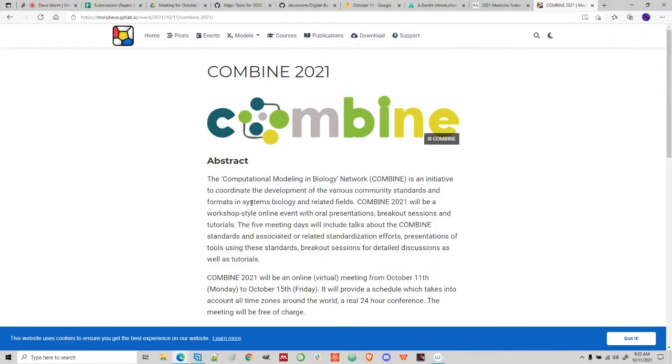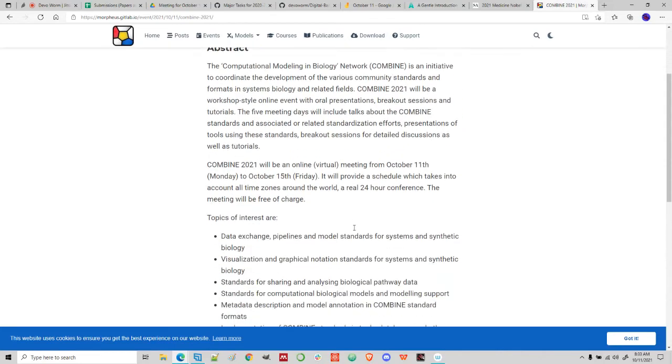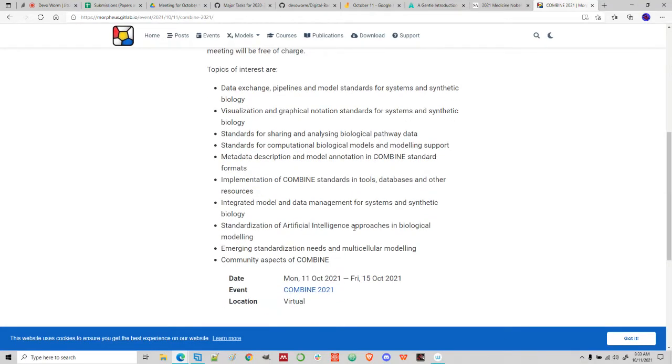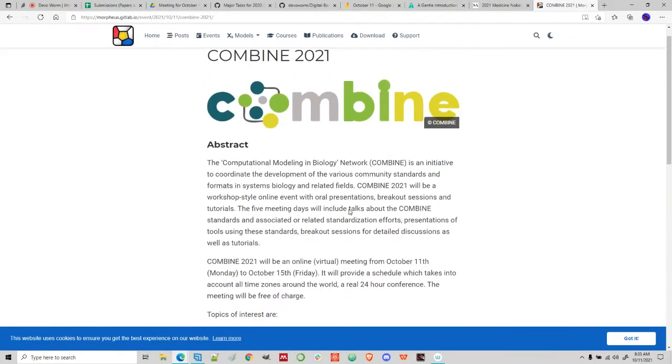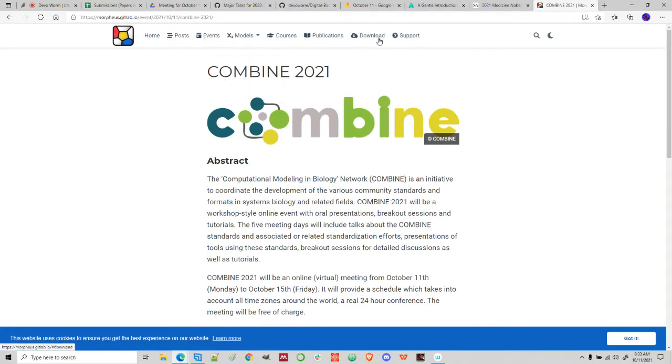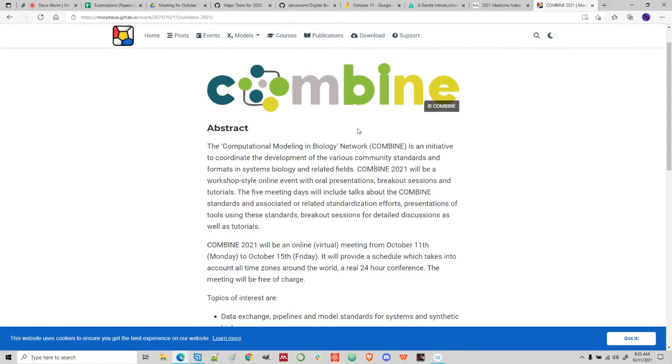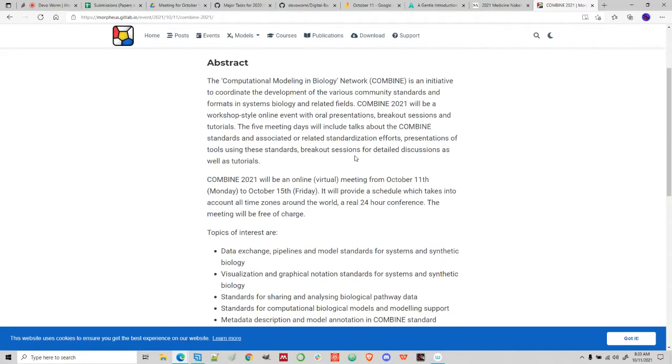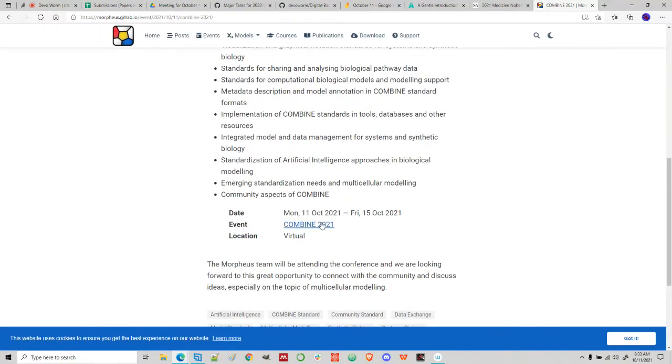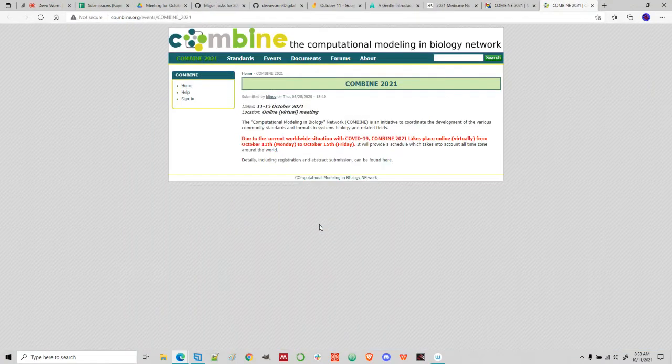This is focused around systems biology, coordinating various community standards and formats. So this is all on Zoom. And the reason I bring it up is because Stephen Larson from OpenWorm will be talking about 10 years of OpenWorm. Let me see if I can find the agenda here. He's going to be talking about 10 years of OpenWorm this afternoon, at least my time. It might be too late for Tharun and Krishna.